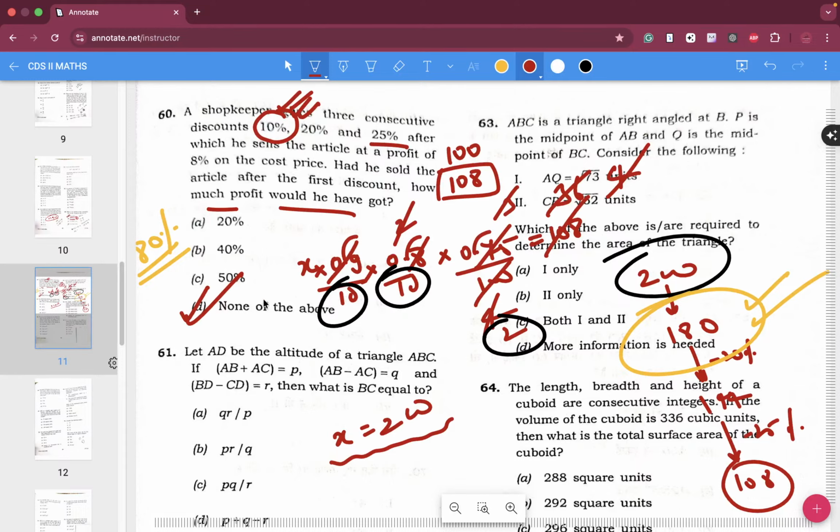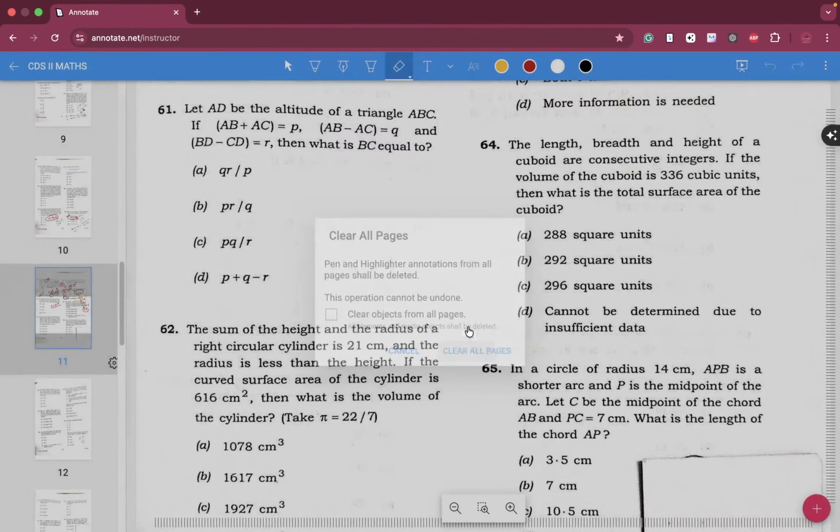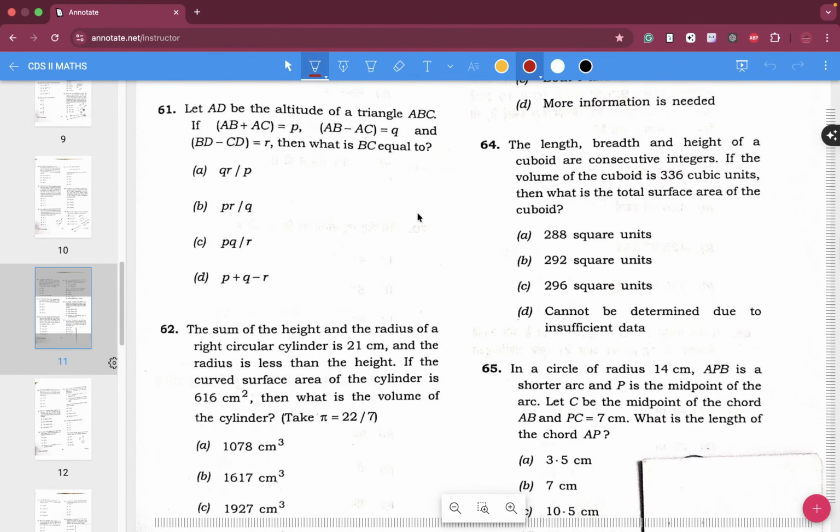Now let's move on to this particular one. AD is the altitude of a triangle ABC. If AB plus AC is equal to P, AB minus AC is equal to Q, and BC minus CD is equal to R, what is the value of BC? It is saying AD is the altitude. Is it given anywhere that you should only imagine a scalene triangle, where all three sides are different? No, they haven't said anything.